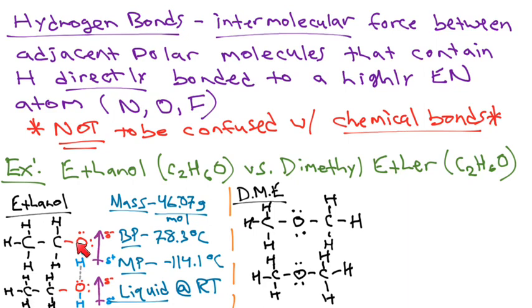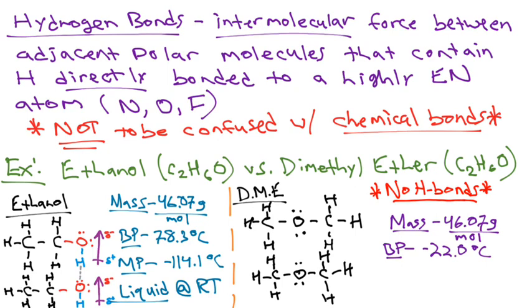Notice that with ethanol, the oxygen is terminal. It's at the end of the molecule. In this case, the oxygen is internal. It's inside the molecule, surrounded by two methyl groups. CH3 is a methyl group. So dimethyl, two methyls, ether is this structure here. Now, in this case, there's no hydrogen bonds. So let's see how that affects the properties.